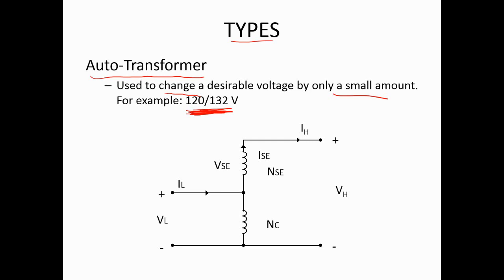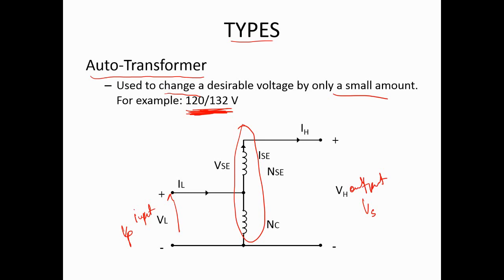So for example, from 120 to 130 volts, what they have is this kind of autotransformer. It is not basically two separated circuits. They are connected. So we have basically the input VL here, which we have called previously VP, and VH as the output, where previously in a normal transformer we called it VS, right?